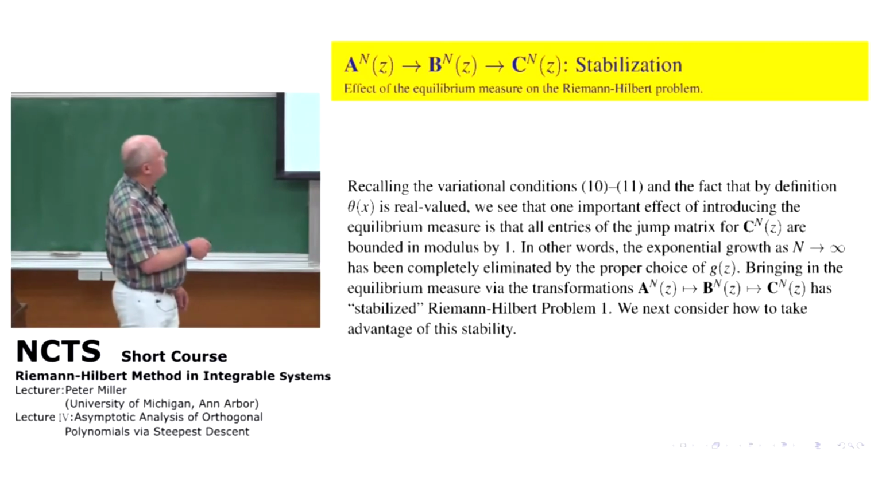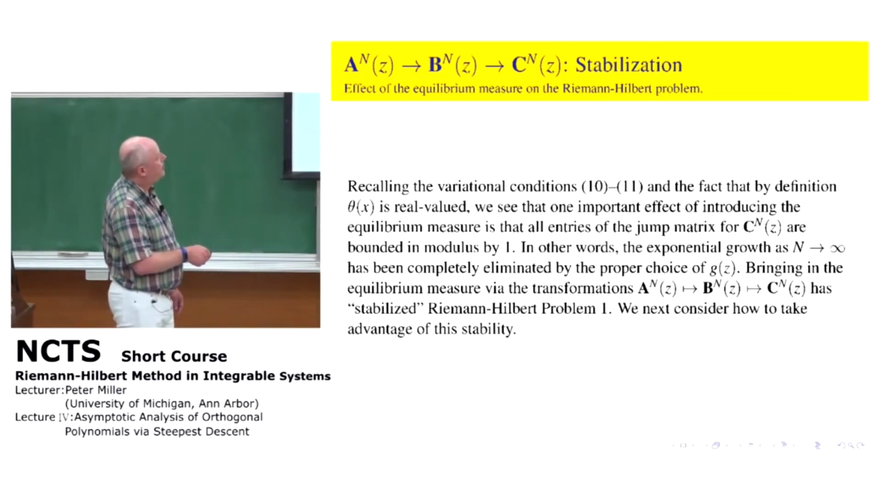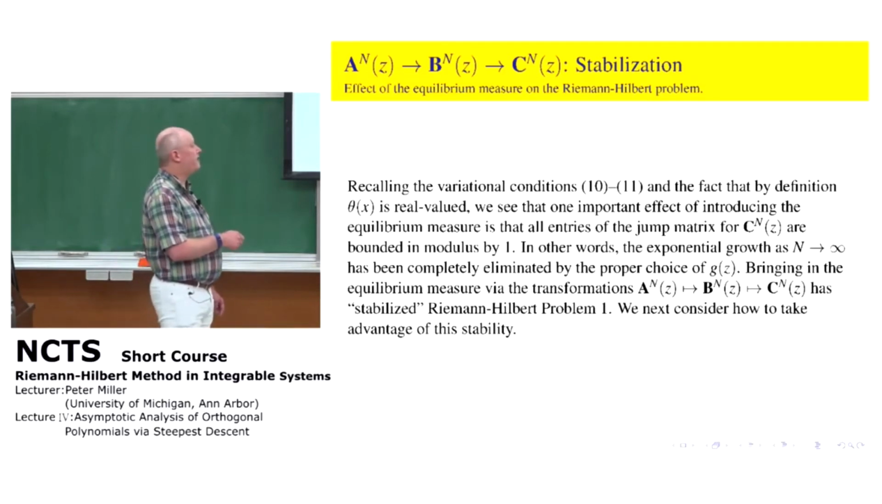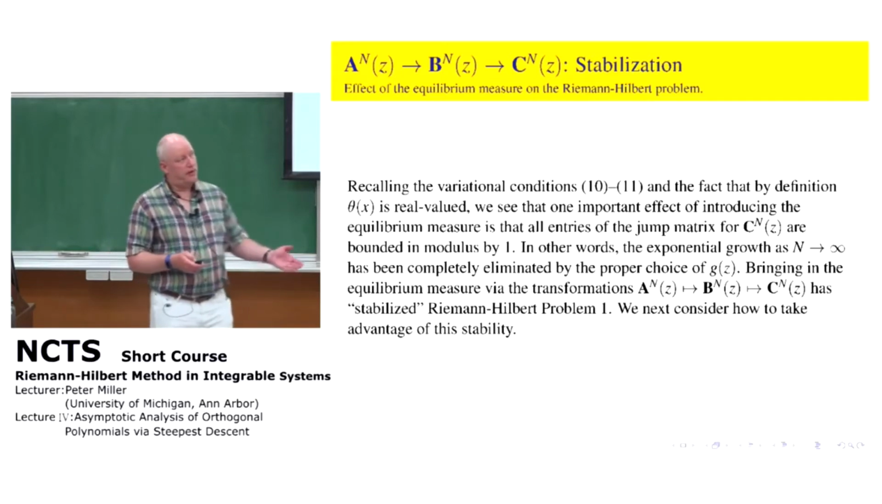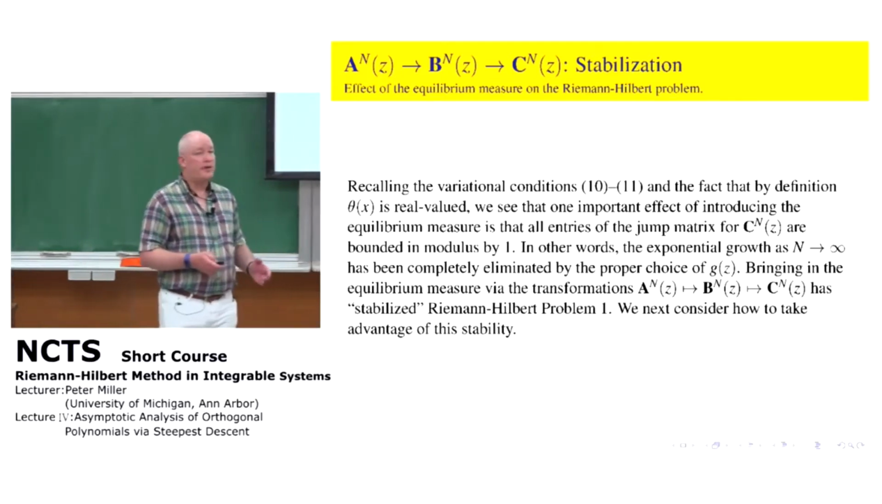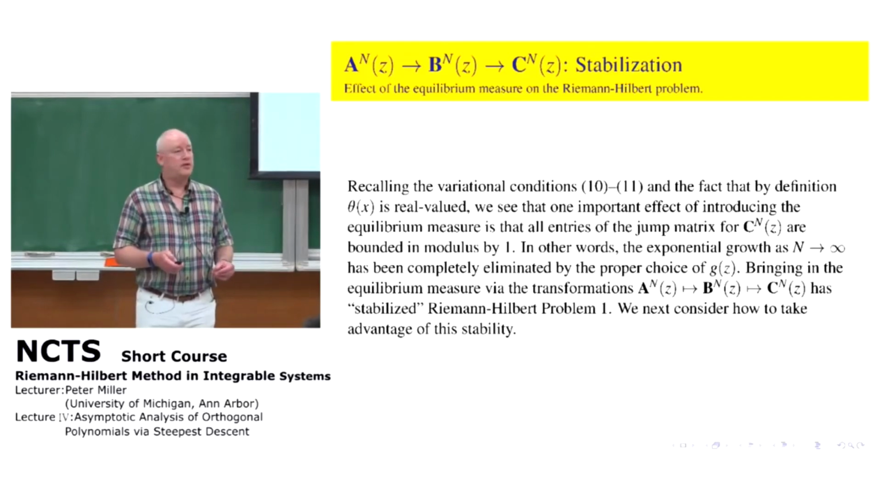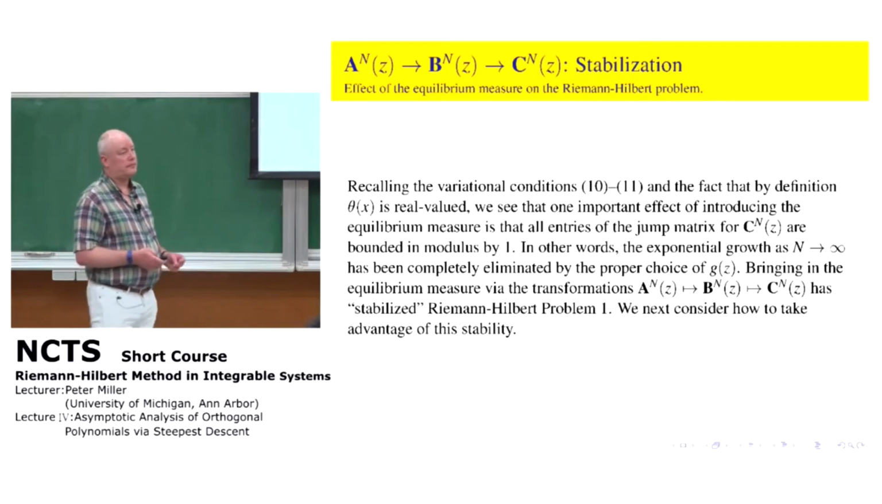We've stabilized Riemann-Hilbert problem 1, but now what we should think about is how we can take advantage of this kind of stability of the problem. So now we will move on to the next step. Are there other questions about the stabilization step so far? All right.